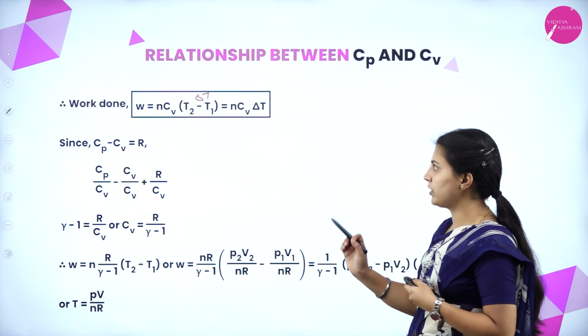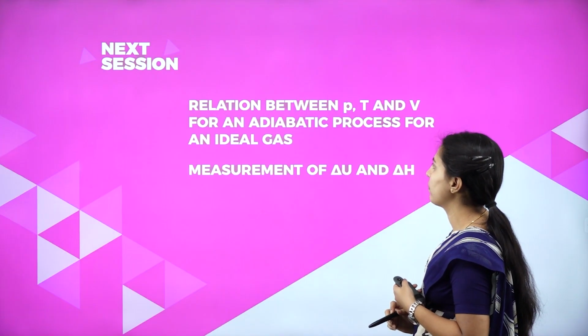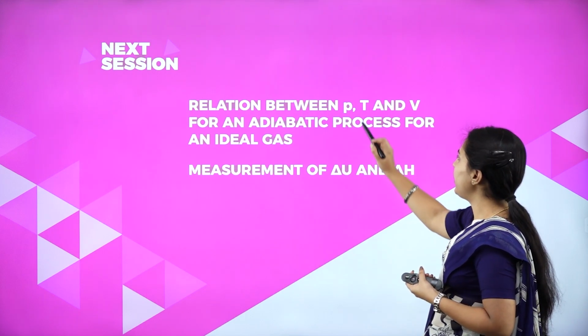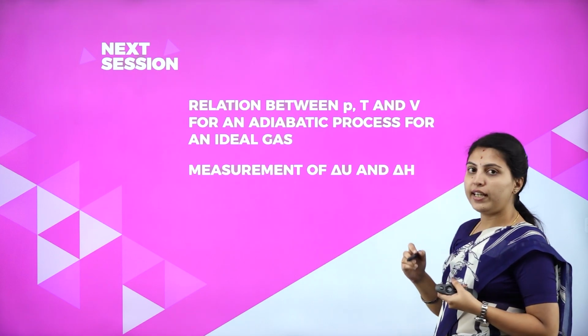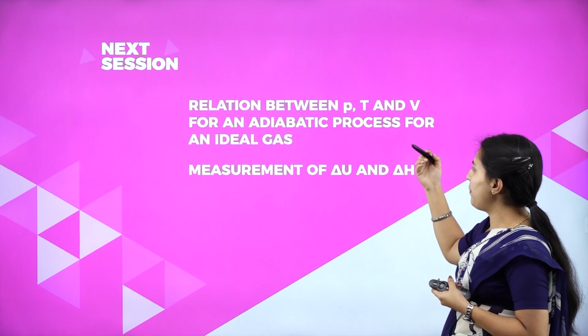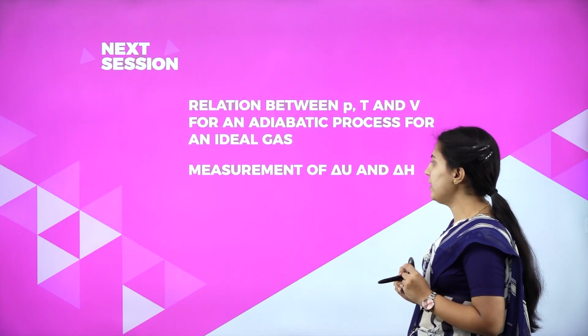This equation is a must, and you have to understand it. This is very important. In the next session, we will discuss the relationship between P, T and V for an adiabatic process for an ideal gas, that is, the relationship between pressure, temperature and volume in an adiabatic process for an ideal gas.